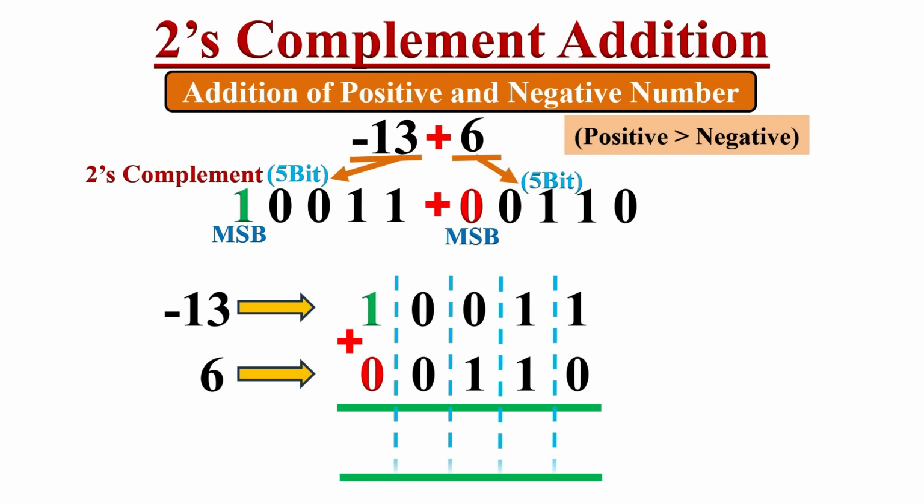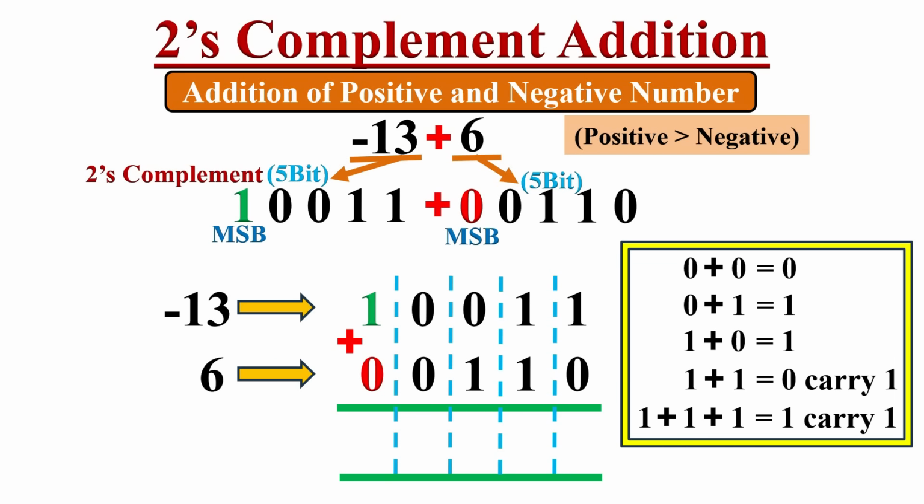Here we must follow column by column method and must start from LSB. 1 plus 0 equals to 1. Next 1 plus 1, that equals to 0 with a carry of 1 to the next column. Again 1 plus 1, that equals to 0 with a carry of 1 to the next column. Next 1 plus 0, that equals to 1. Finally 1 plus 0, that equals to 1. So the result is 11001.